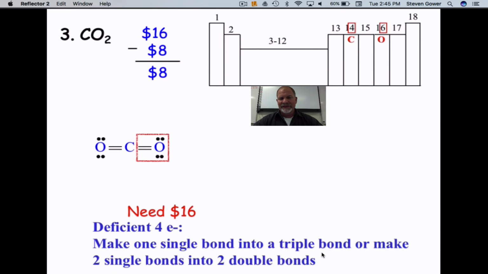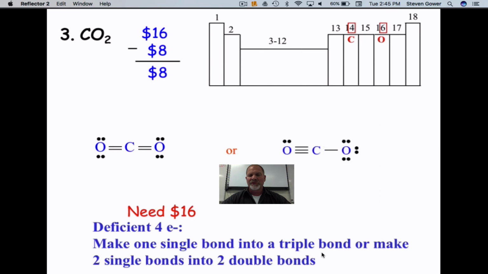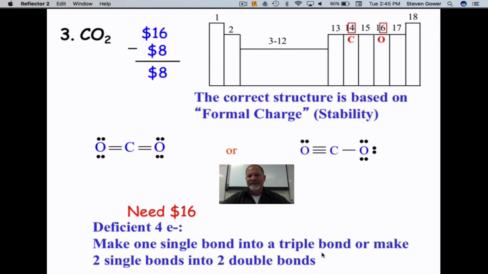Now, the thing is, the triple bond, final check, happy, happy, happy. And I spent everything. The triple bond actually works, but it's not the correct way. The actual more stable is the double bond. Oxygen loves double bond. 2 bonds, 2 lone pairs, so there's preference.